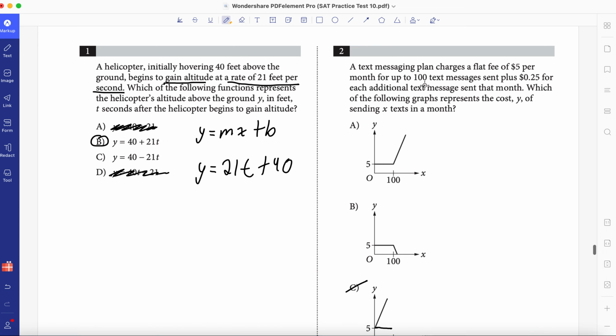And then after 100 messages, you have to pay 0.25 for each additional text message. So it wouldn't descend, because it would ascend. The graph goes up because the more text messages you send after 100, you have to pay 0.25 for each additional text message. So the price is going to go up. So the answer would just be A.